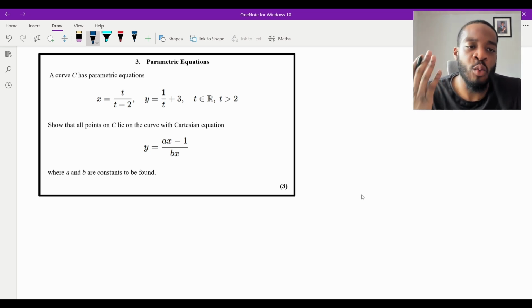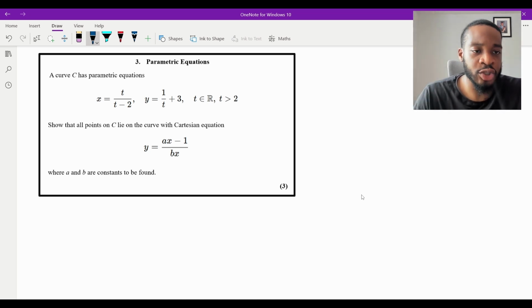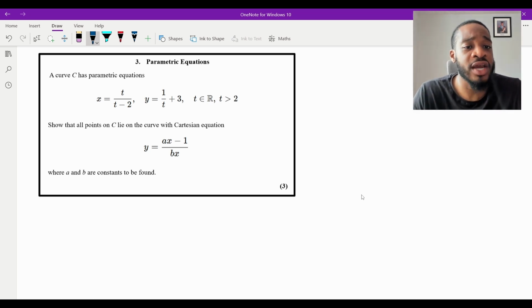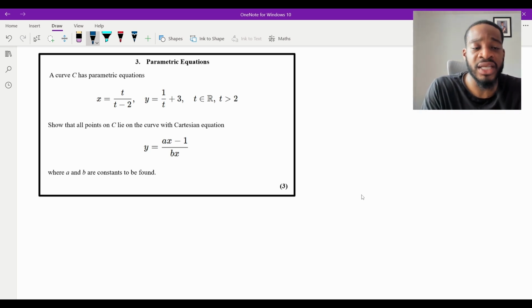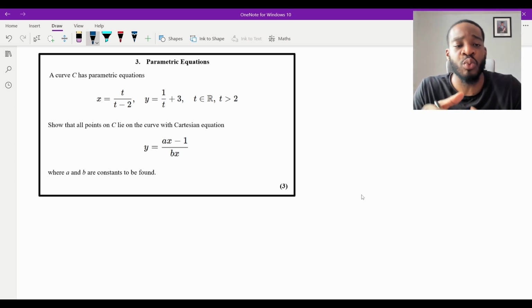Now, firstly, we've got parametric equations. We've got x and y. They're both in terms of t. And they're asking us to show that these two equations can be written in a Cartesian form, where it's just y in terms of x. So we need to eliminate that parameter t and get it in terms of just y and x.